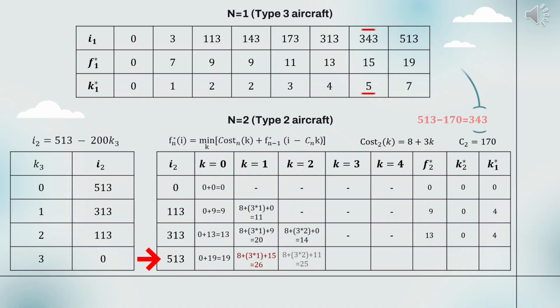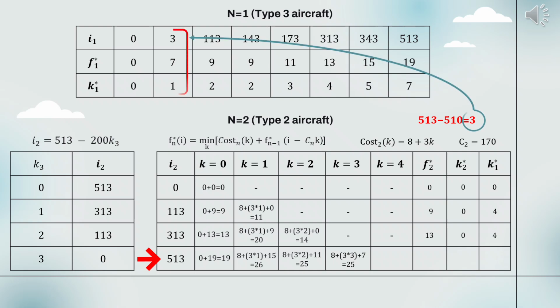If we select two Type 2 aircraft, the current cost is 14. The remaining passengers are 513 minus 340 equals 173. The optimal cost for this number from the previous table is 11, resulting in a total cost of 25. If we select three Type 2 aircraft, the current cost is 17. The remaining passengers are 513 minus 510 equals 3.